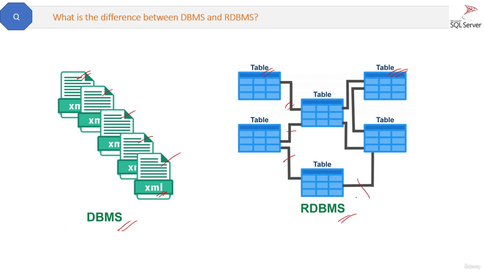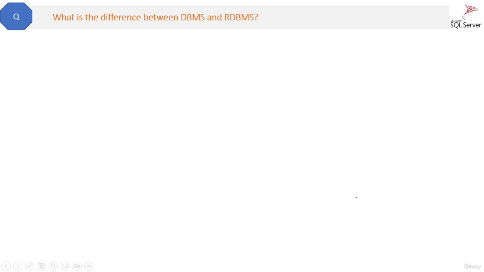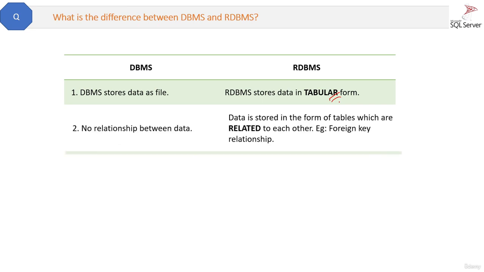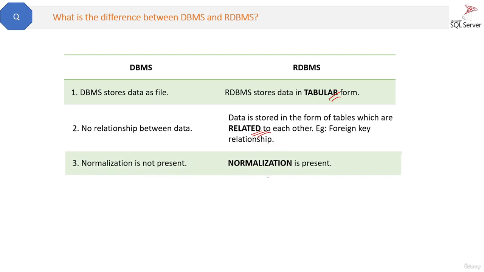Now let's check out the differences one by one. First, DBMS stores data as files, okay? RDBMS stores data in tabular format. Second difference is, in DBMS there is no relationship between data, but in RDBMS data is stored in the form of tables which can be related to each other, for example with a foreign key relationship. Third difference is, in DBMS normalization is not present, but in RDBMS normalization is present.